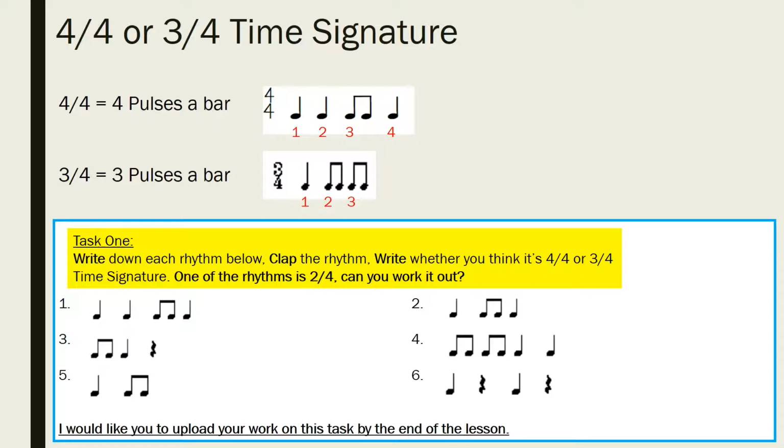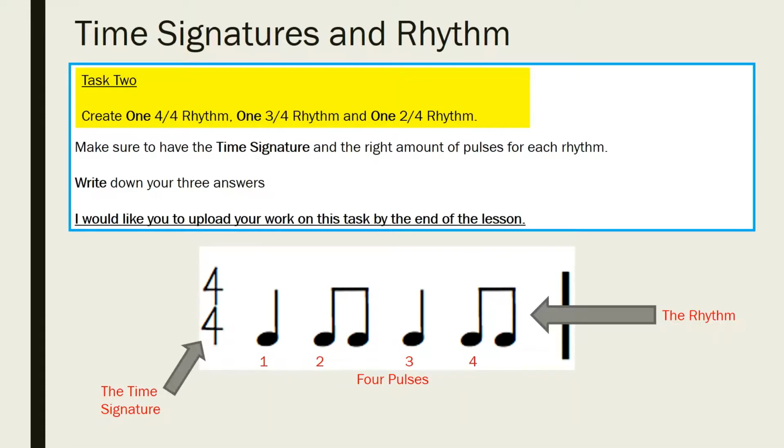Also, in this task there is actually a 2/4 time signature. So can you work out which of these is the 2/4? They're all either 4/4 or 3/4, except for one, which is a 2/4 time signature. So that's task 1. Once you've done task 1, we move on to task 2.